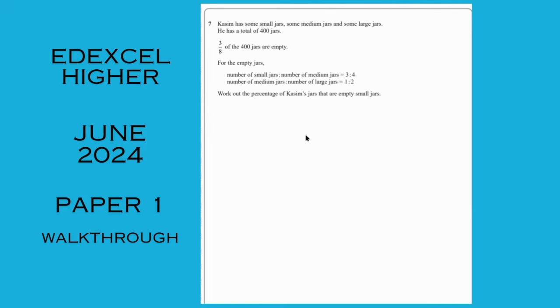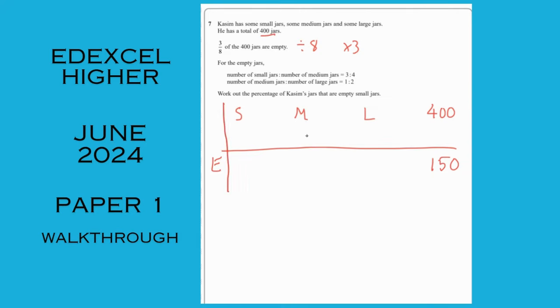Number 7, typical wordy going over the top. Keep your thoughts, keep your information organised. So we've got small, medium and large jars. Total of 400. 3/8 are empty. So let's go for another row. This is where we want the empty ones. So 400, we divide by 8 to get 50, times by 3. So we're only looking really at 150 of the empty kind.